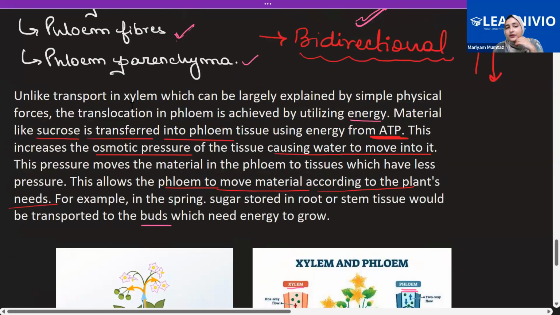Now, unlike the transportation in the xylem, the phloem transportation utilizes energy. So is this active or passive? Which one?